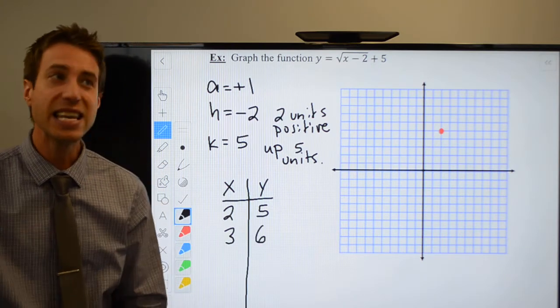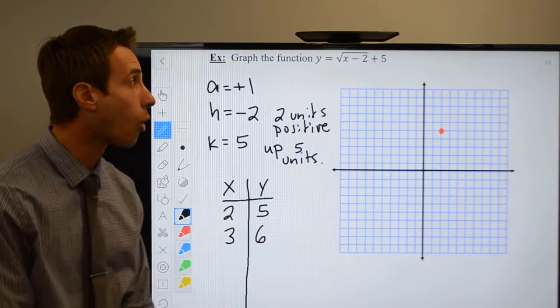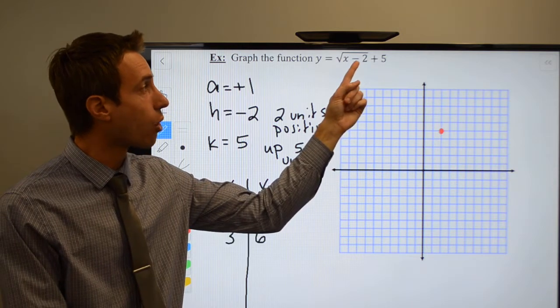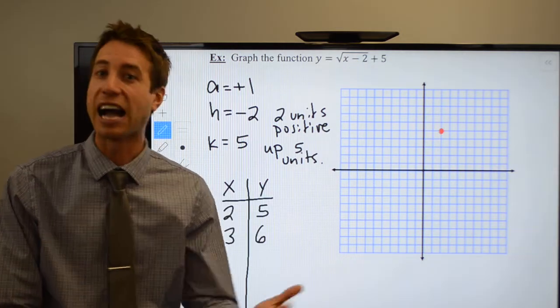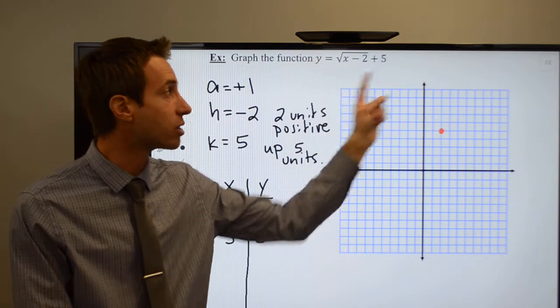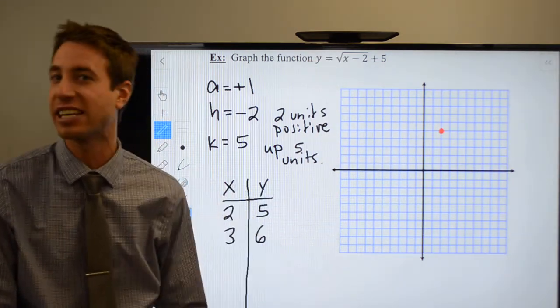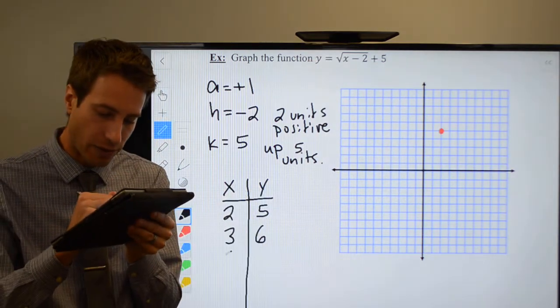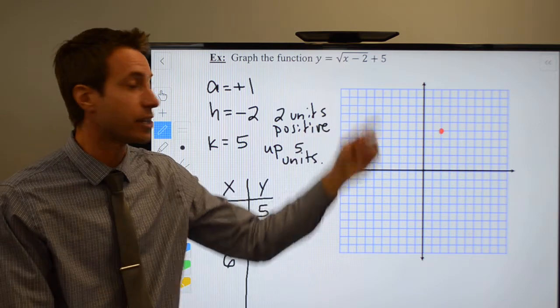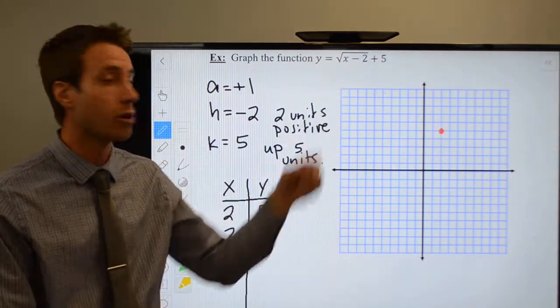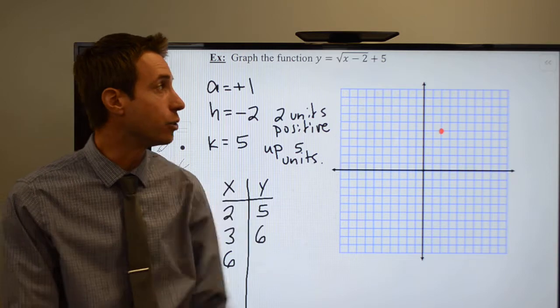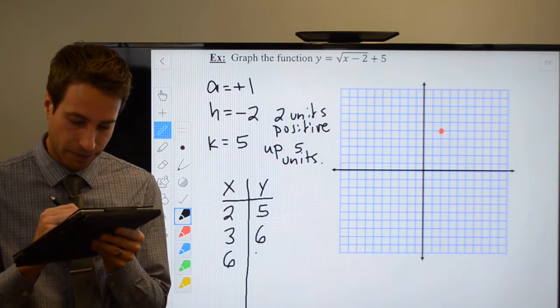Next, my next perfect square is 4. So I need to figure out how to get a 4 underneath of this radical. And it turns out that if you set it equal to 4 and add 2 to the other side, you get 6. So if I plug in a 6, 6 minus 2 is 4. The square root of 4 is 2. And 2 plus 5 is 7.